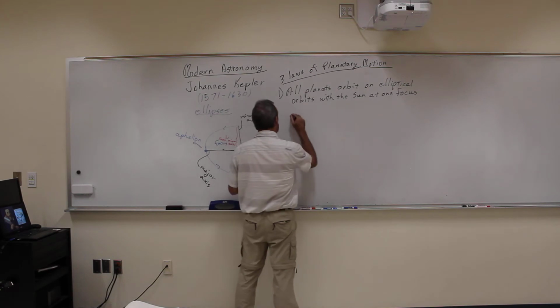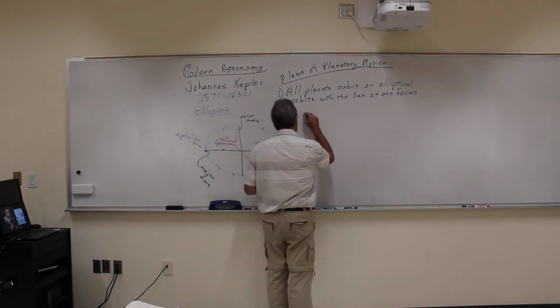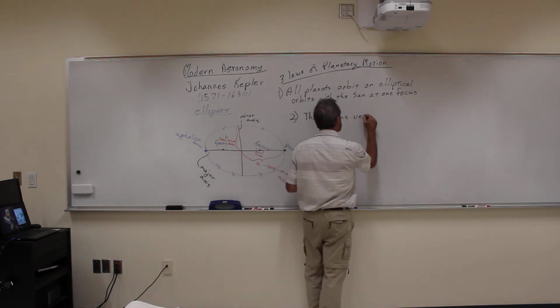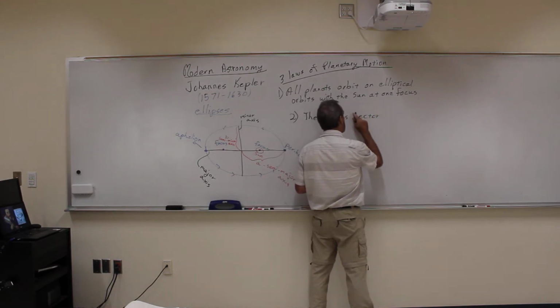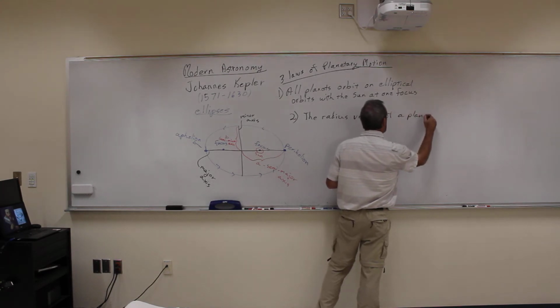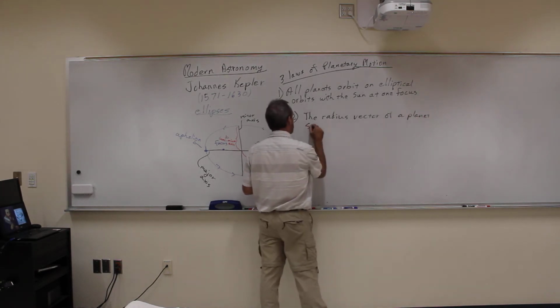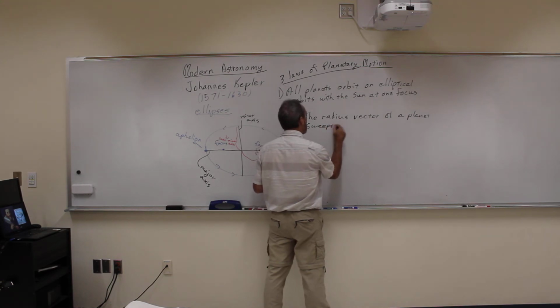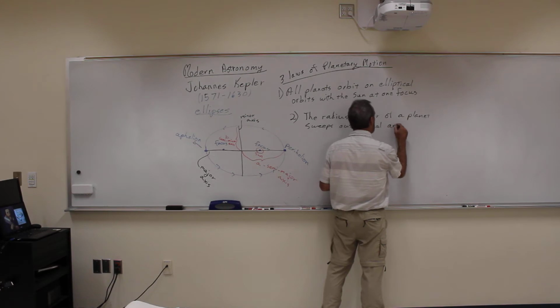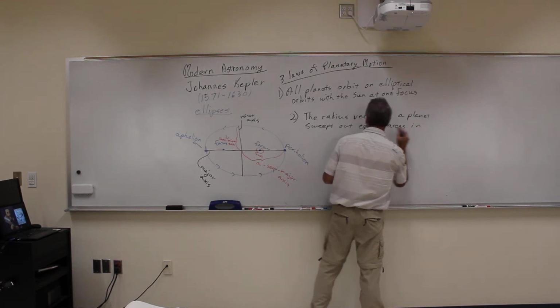Second one. The radius vector of a planet sweeps out equal areas in equal times.